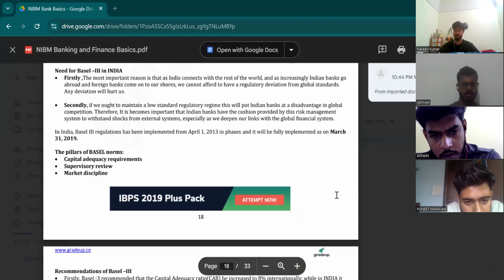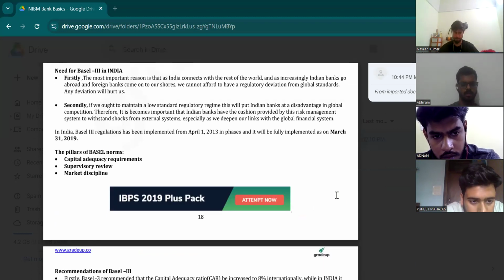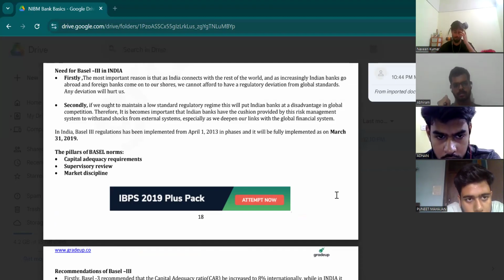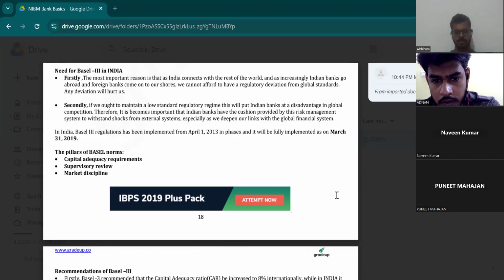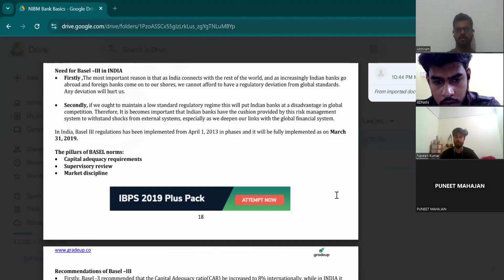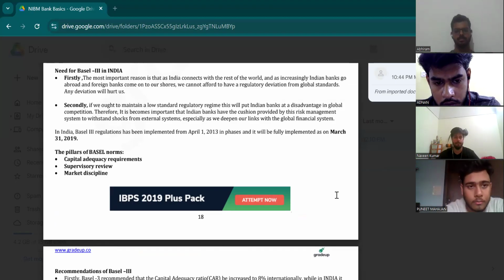Next is supervisory review. So supervision is going on, and IndusInd Bank has recently been banned by RBI also. So that is what, lack of supervisory review. If the management of IndusInd had been in the supervisory review, this must not have happened. So proper supervision should take place by the bank management and RBI authorities.